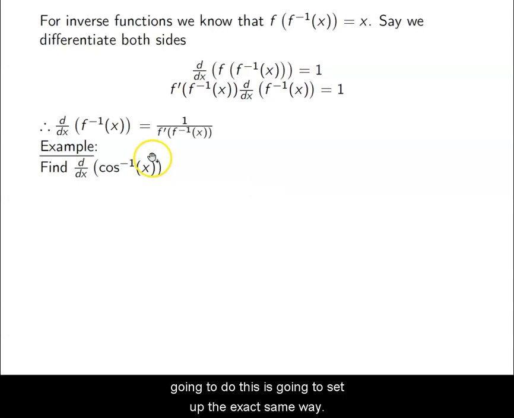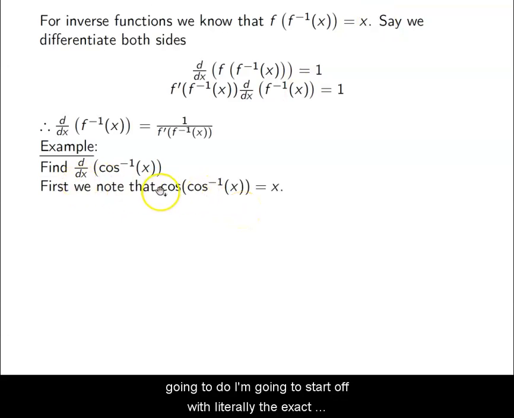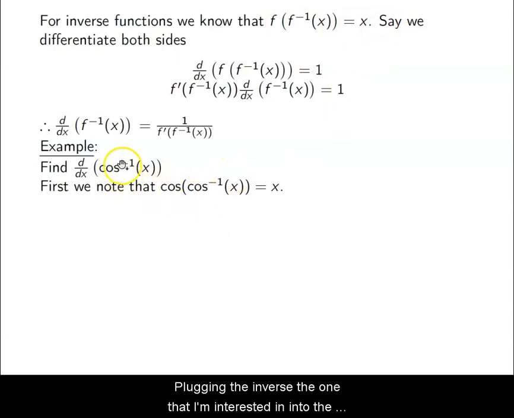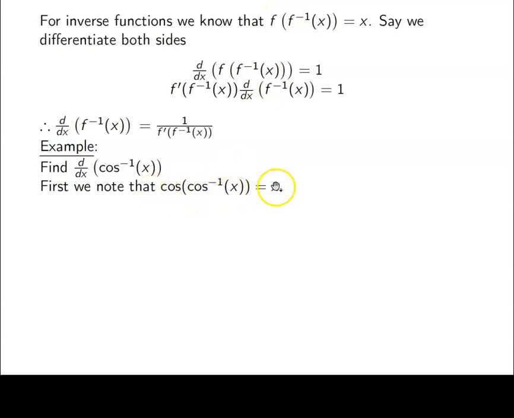So the way that we're going to do this is we're going to set up literally the exact same way. I know that if I plug cosine inverse into cosine, I will get out x. So I'm going to start off with literally the exact same thing we did up here: plugging the inverse, the one that I'm interested in, into the original function so that it and its inverse cancel out. And then I'm going to differentiate both sides.